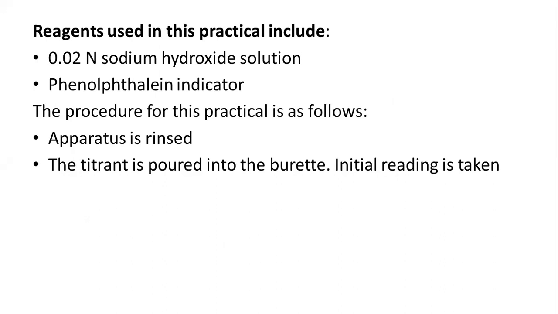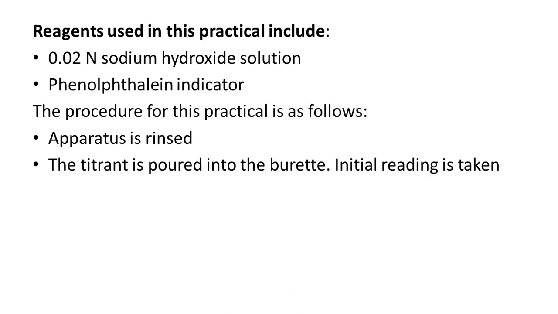And then the procedure will be as follows. As usual, we'll rinse our apparatus 3 times with distilled water. And then you will take your titrant, in this case, sodium hydroxide, and then we'll pour it into the burette and take the initial reading. You can leave it at whatever level, but you can fill the burette up to 0 just for ease in taking your readings.